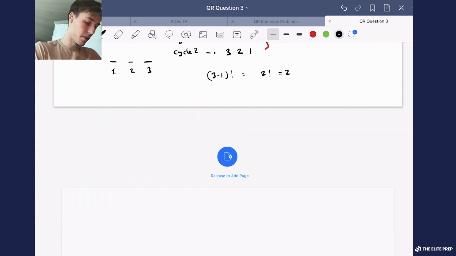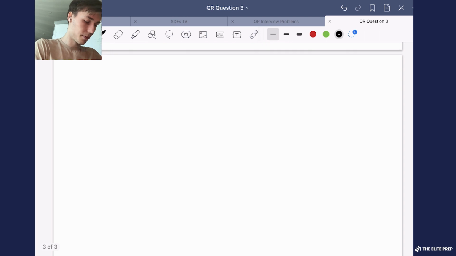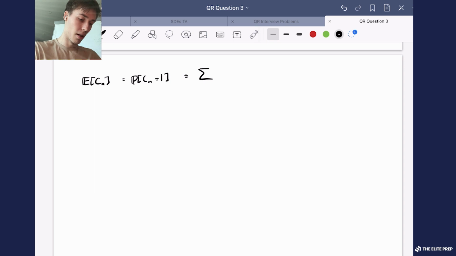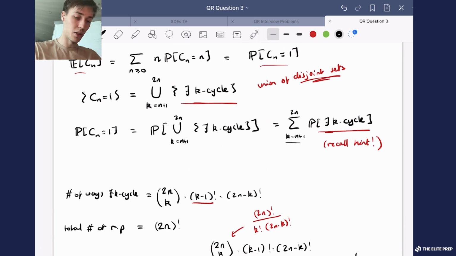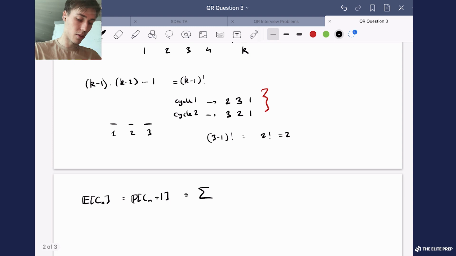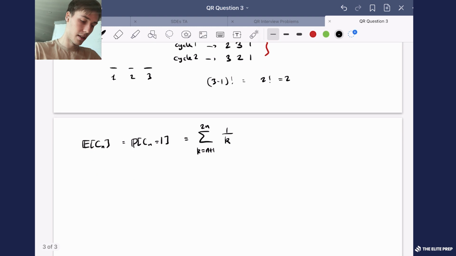So we have finally that the expectation of Cn is equal to the probability that Cn equals 1, which is equal to the sum from k equals n plus 1 to 2n of the probability that there exists a k-cycle, but this is just equal to 1 over k. So this is equal to the sum from k equals n plus 1 to 2n of 1 over k. And now this is the second part of the hint. So we now want to use Riemann sums.